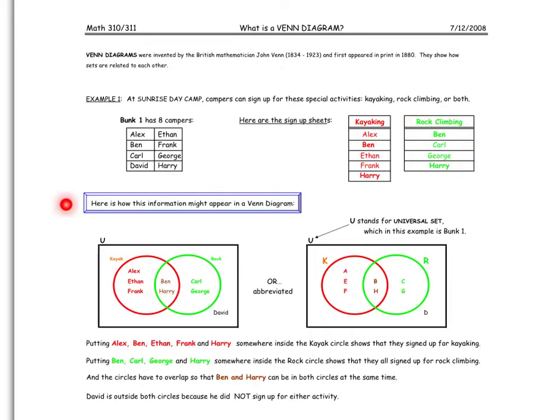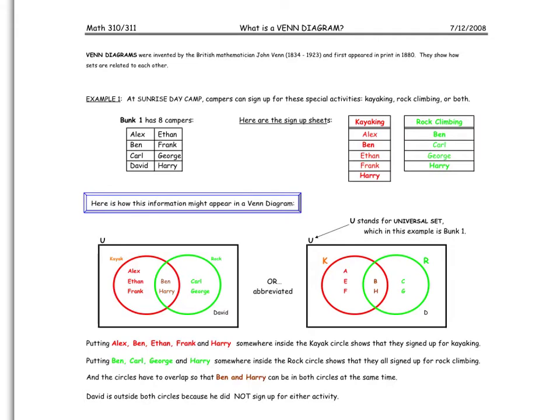Here's how this information might appear in a Venn diagram. The Venn diagram is framed with a rectangle, and the U stands for universal set, which in this case is bunk 1. Inside are 2 circles, a kayak circle and a rock climbing circle. Inside the kayaking circle, I put all the kayaking names. Inside the rock climbing circle, I put all of the rock climbing names, as I wrote down over here.